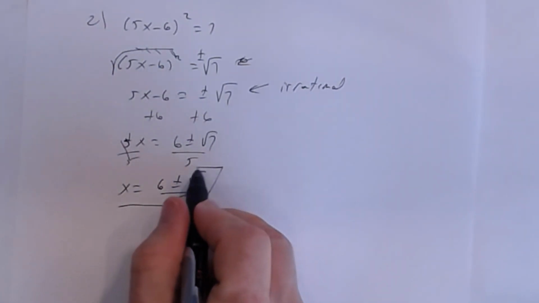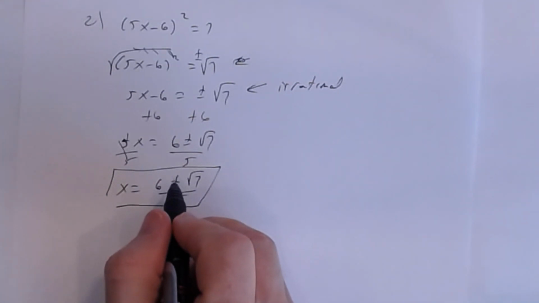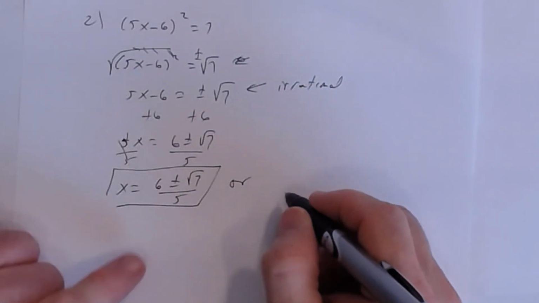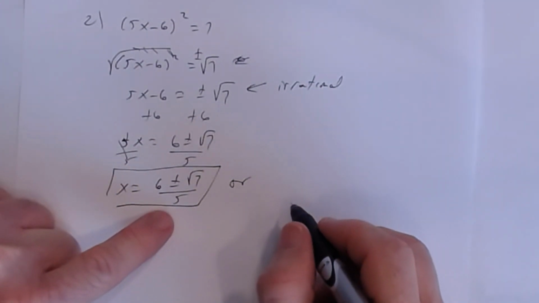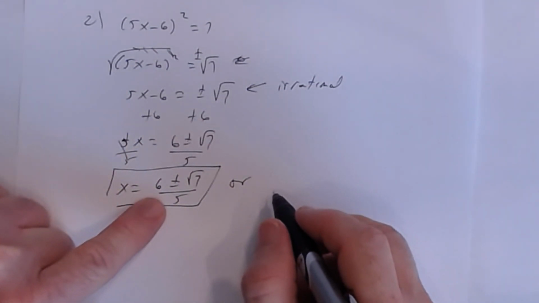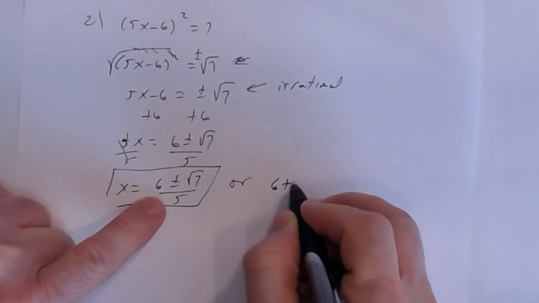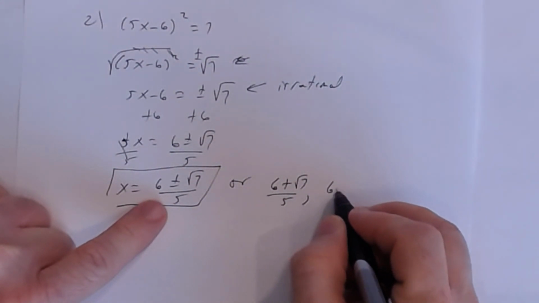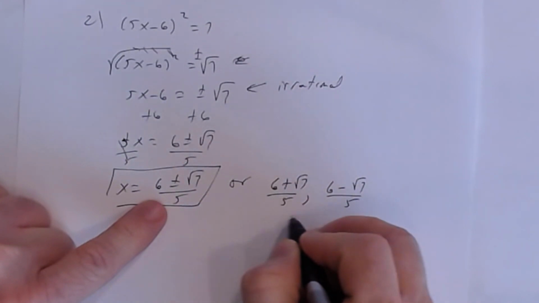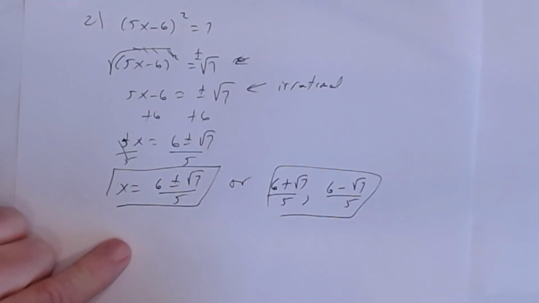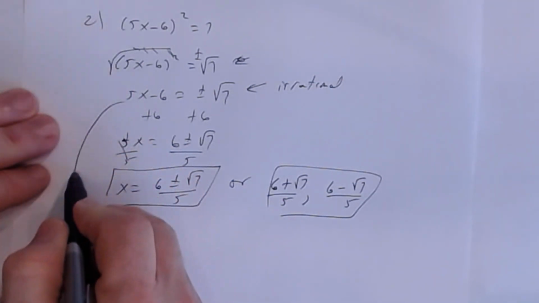So you can write the solutions in compact form like this, plus or minus. You could also write those solutions separately. See, there are two solutions. One is 6 plus the square root of 7 divided by 5, and the other is 6 minus the square root of 7 divided by 5. This is the same thing as this.